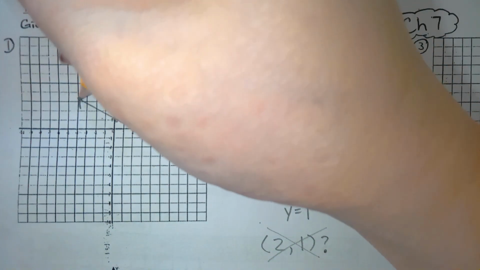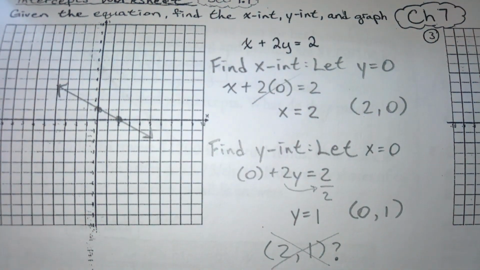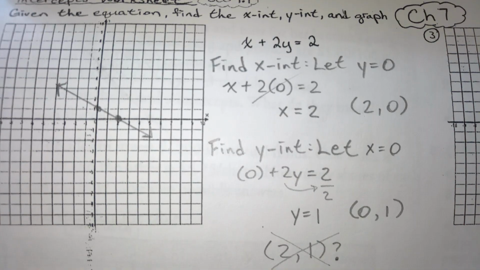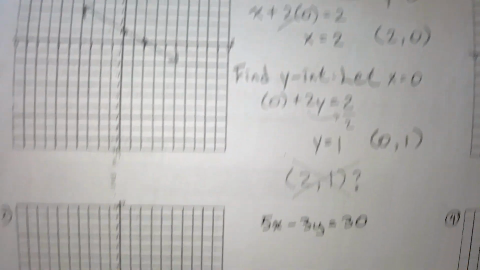Okay. So this is just another way of graphing a line. We learned how to graph it using the equation y equals mx plus b last week. Now we're learning another method, which is by doing the x and y intercepts. Okay. Let's try number 2 here.